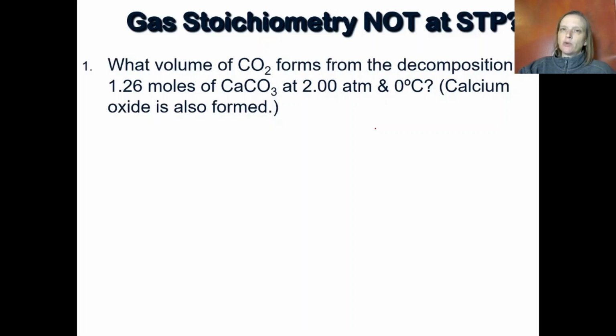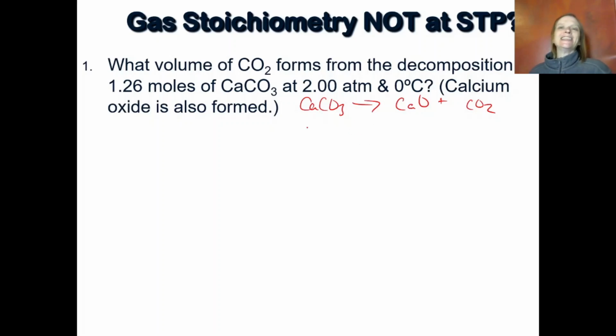So this is quite similar to an STP gas stoichiometry problem that we did previously. The balanced equation here is just calcium carbonate decomposes to form calcium oxide and carbon dioxide. So it's a 1-to-1-to-1 mole ratio.